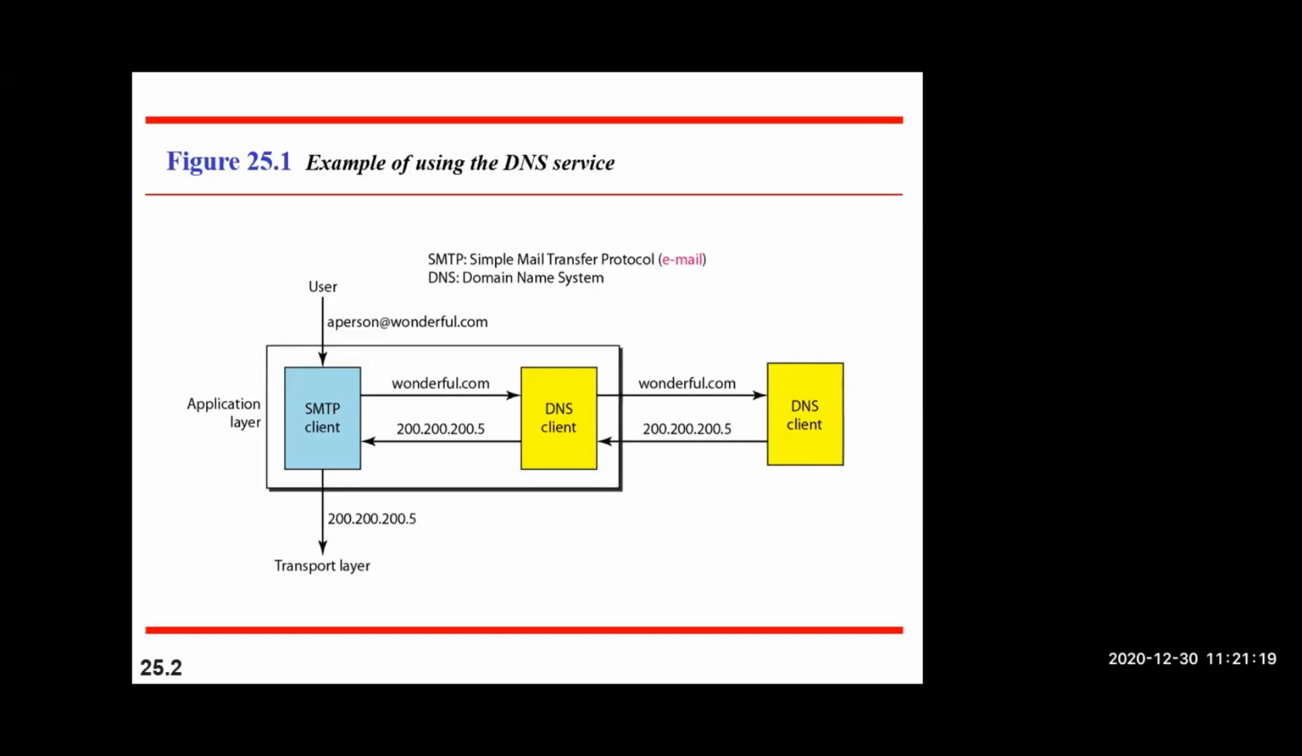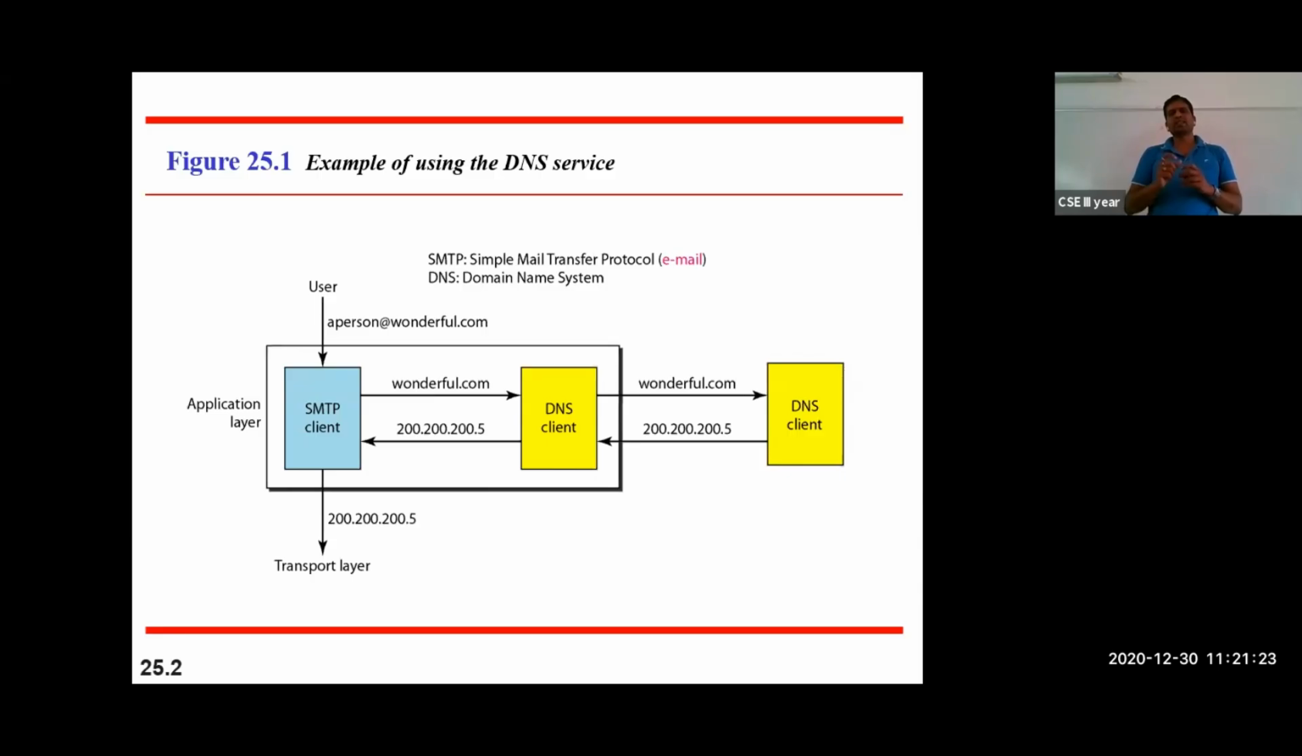Now look at what SMTP is doing. It sends the domain of the receiver. I'm only taking the receiver here; it will send the sender's domain also. Look at it, it has broken the address: person is the local part, @ is the separator, and the right side is the domain. I have told you there are 2 parts, local and domain. It has only taken the domain, wonderful.com.